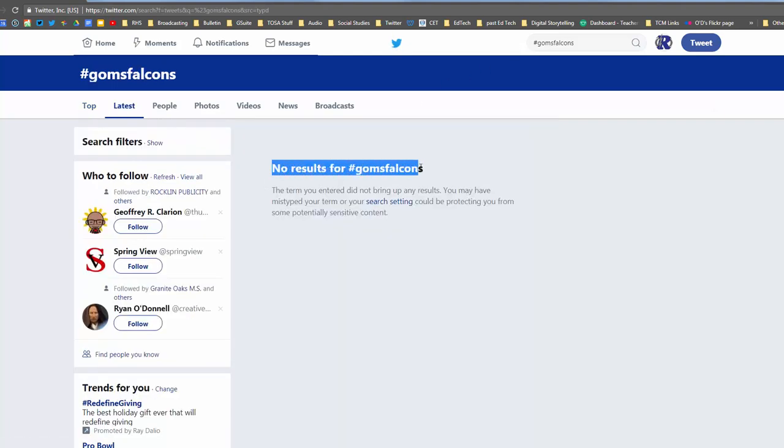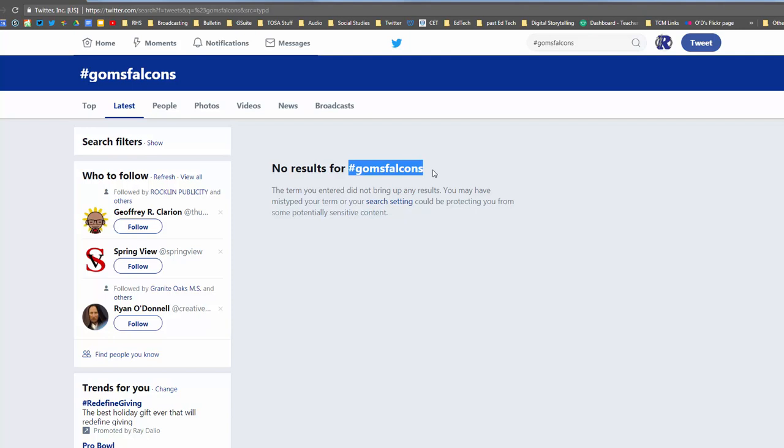That's actually a good sign. That's the realization. There is nobody in the world, in the history of Twitter, who has ever written and tagged something with hashtag GOMS Falcons. That now makes the decision. Let's say I'm now going to grab on to this thing and run with it and start tweeting.